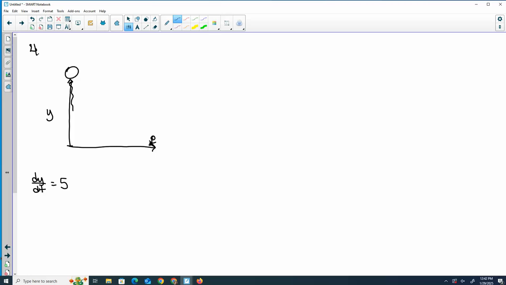So he's on a little unicycle. His speed is 15 feet per second, so this has to be a variable. If I call it x, that means dx/dt is 15. We want to know how fast the distance between the boy and the balloon is increasing 3 seconds later. So here's the boy, here's my balloon. This distance is changing, so it's another variable. If I call it z, dz/dt is the thing I am looking for.